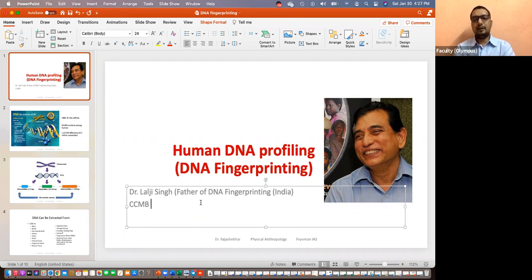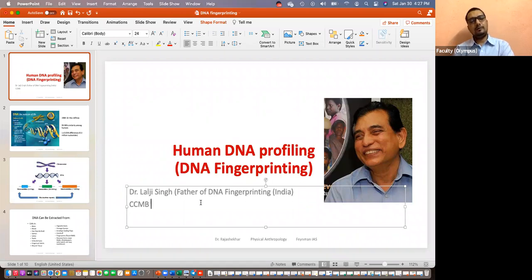So a pioneer like him had to walk into courts, especially in the Rajiv Gandhi assassination case. We're going to talk about a case study today, the Tandoor case, where too Dr. Lalji Singh was key in explaining the importance of DNA fingerprinting. So he made DNA fingerprinting technically possible in India, and he also made it usable for solving crimes in India. Hence he's called the father of DNA fingerprinting in India.